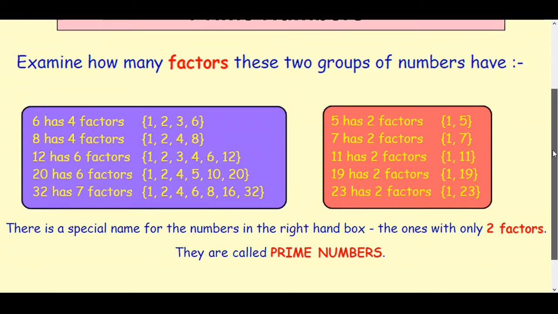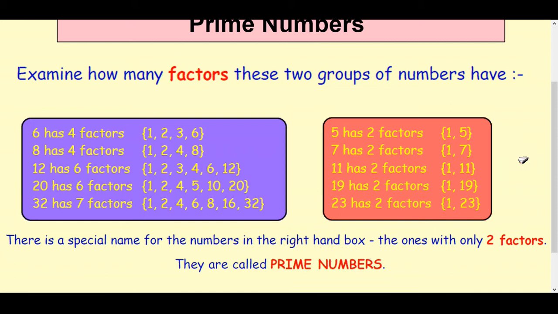Now this brings up a kind of funny case. You might think, what is 1? Is 1 a prime number? Well, it doesn't have 2 separate factors. It would just have 1 times 1. So it would only have 1 factor. So in fact, 1 is not a prime number.